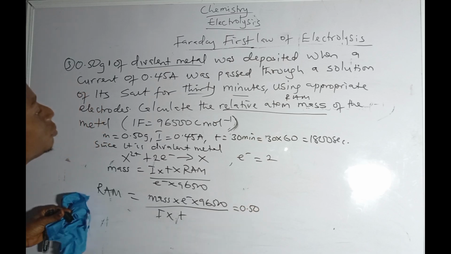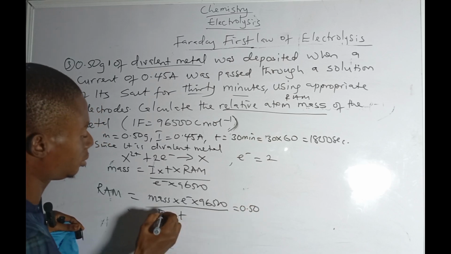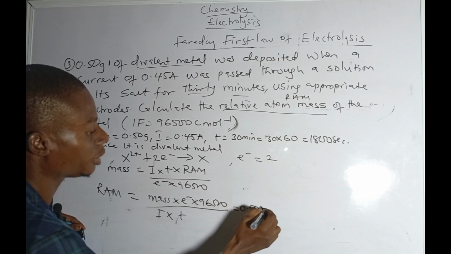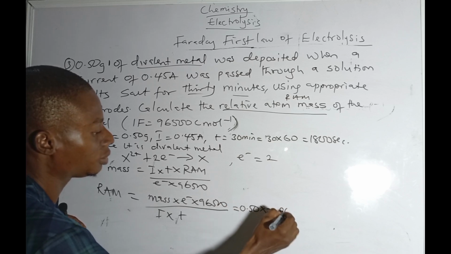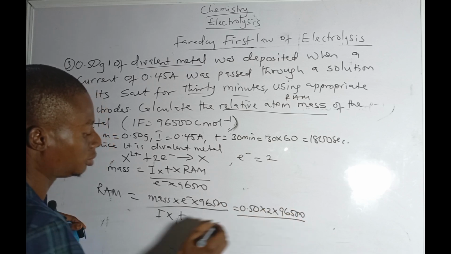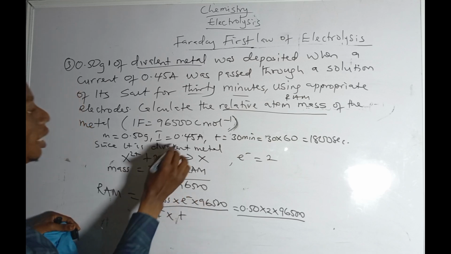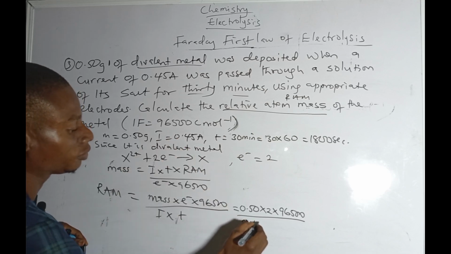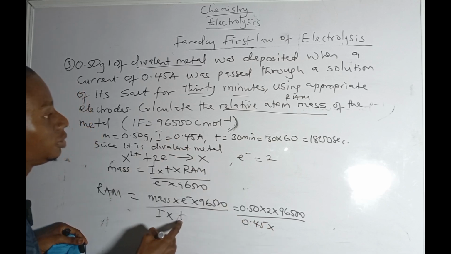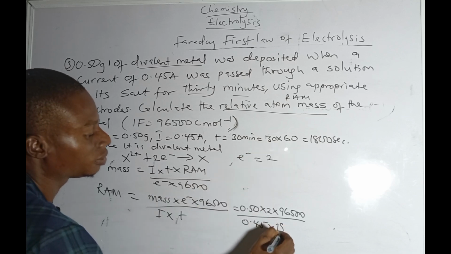0.50. Then what is E minus? I is 2. 96500. Then this I is 0.45. This is T, 1800.